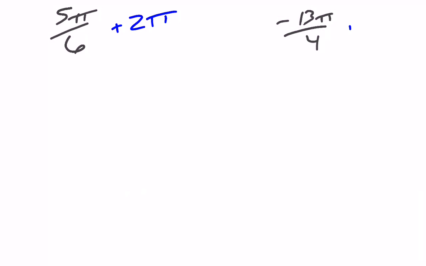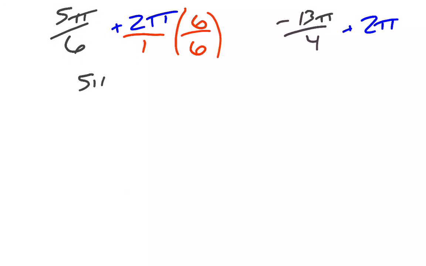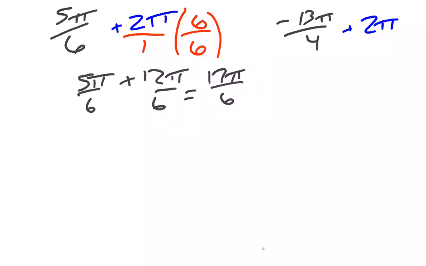The next one is 5 pi over 6 and negative 13 pi over 4. These two are in radians, so that means I need to add 2 pi. But I cannot add fractions unless I have a common denominator. In my first problem, the smart common denominator would be 6. So I need to multiply by 6 over 6, because 6 over 6 is just 1. I'm not really changing anything. So that would give me 5 pi plus 12 pi, each of those over 6. Combine your numerators, gives you 17 pi over 6. So that's my positive coterminal angle.